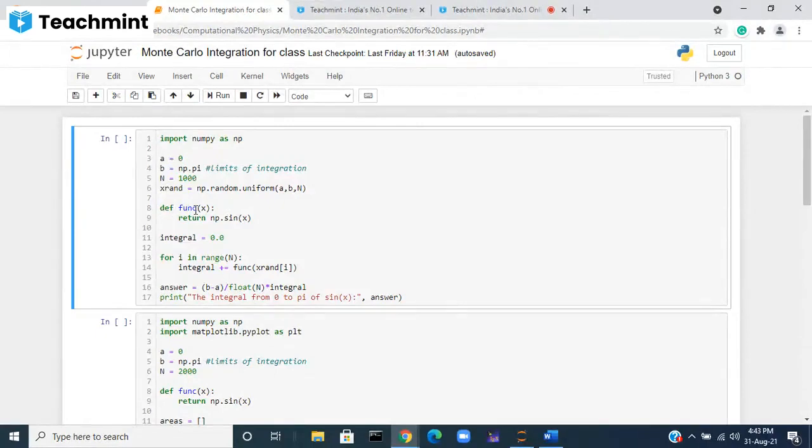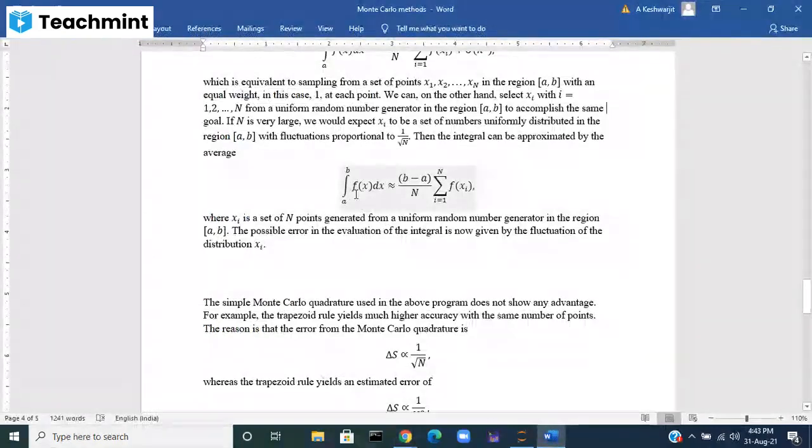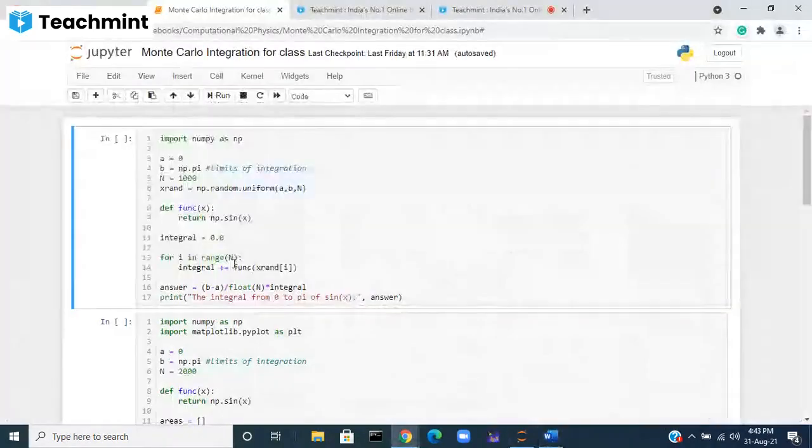We have already defined a function, func of x, and it simply returns sin of x. Instead of f we have written func. So what does it return? It returns sin x. Then we initialize the value of the integral. The initial value of the integral is 0.